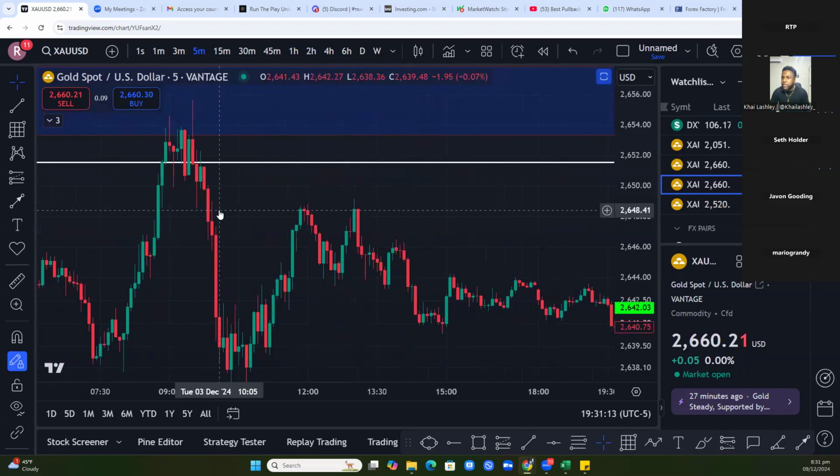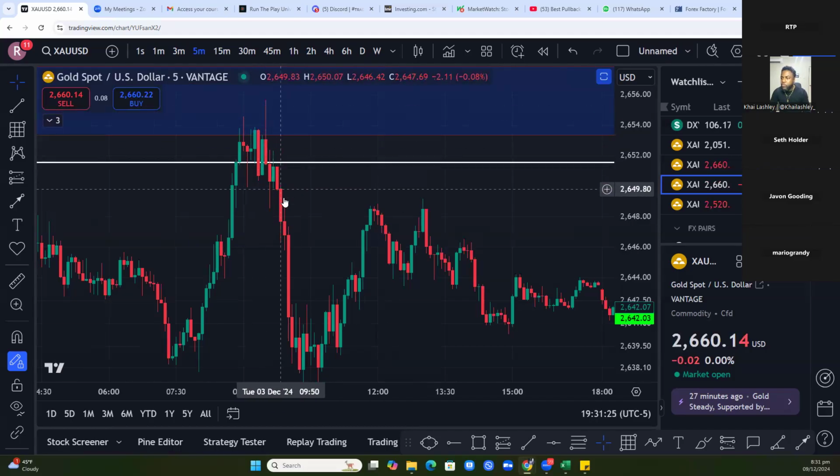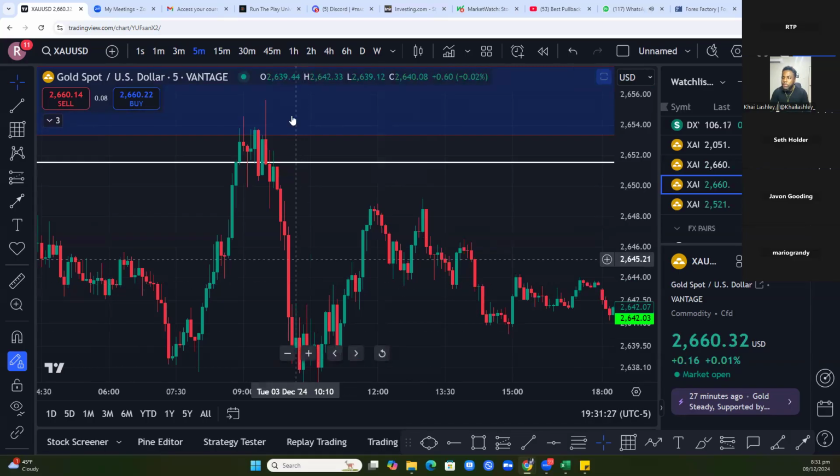So we're just looking for the gap that was created, right? That's all. We're looking for the gap that was created. So for example, price came down now into that time frame. It pushed down. Okay, we push down.